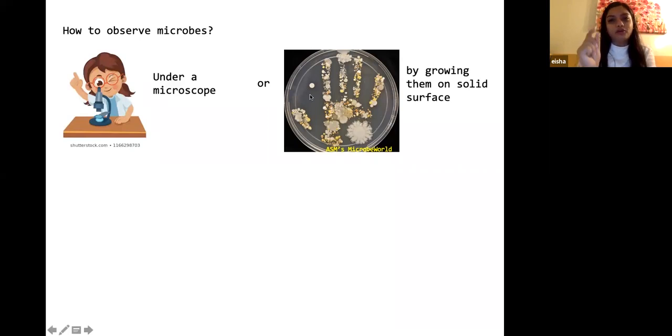Microbes are very microscopic, right? But these single cells divide and form clusters, and therefore you can see a visible colony that is grown on a solid surface.